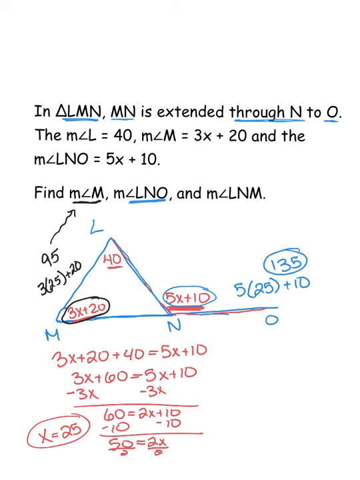And the last thing that they're asking me to find is LNM. LNM. So I want this green angle here. So if I know that the outside angle is 135, if I do 180 minus 135, I'm going to get 45. The other way I could have found the green angle is I know that the three angles of a triangle have to add up to 180. So I could have done 180 minus 95 minus 40, and I still would have been left with 45.